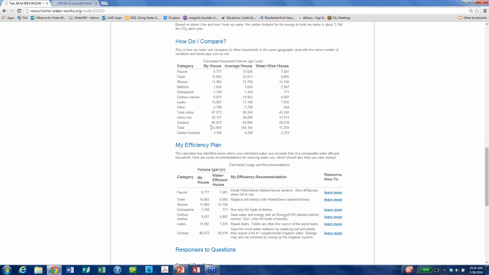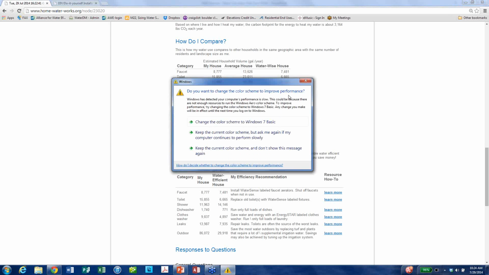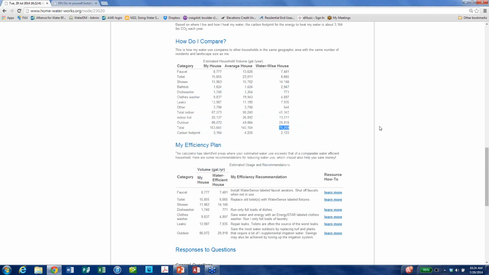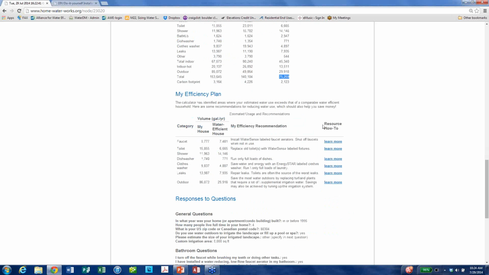So the way that I responded this time, I'm using a little more water than the average house, and I'm using about twice as much water. Look at that, 153 versus 75 versus a water-efficient or water-wise house in my same neighborhood. So I'm going to get a lot of recommendations as a result of putting in those answers.